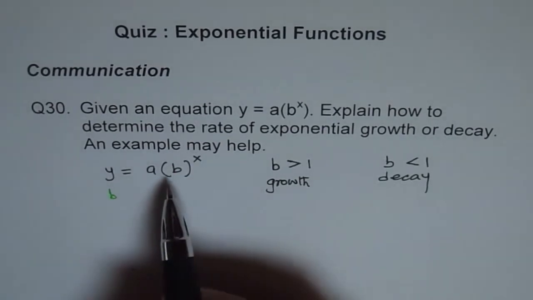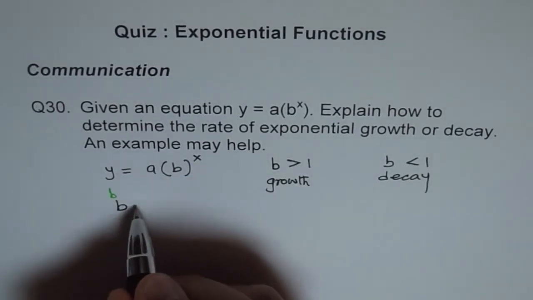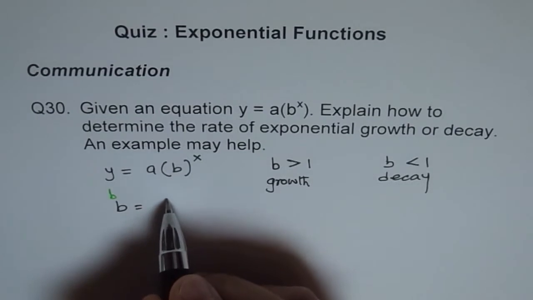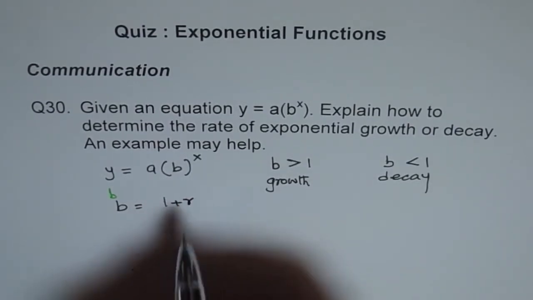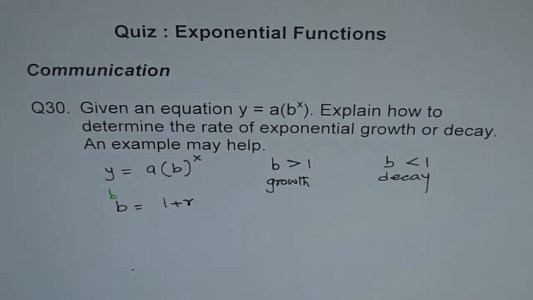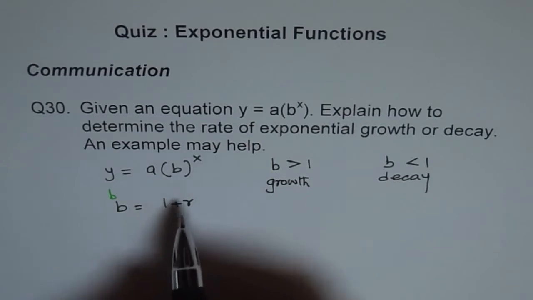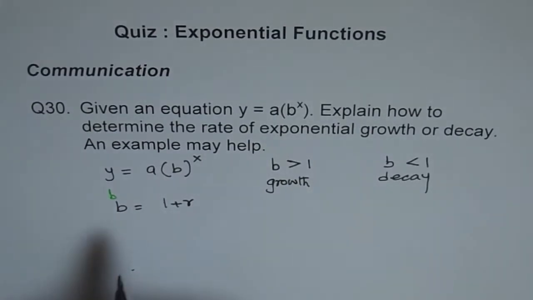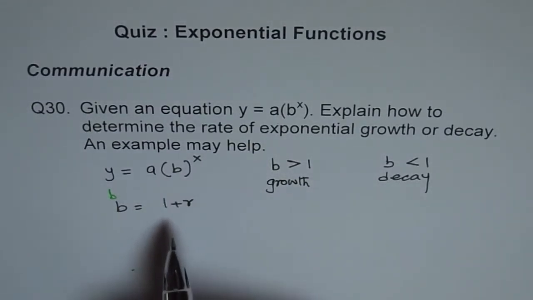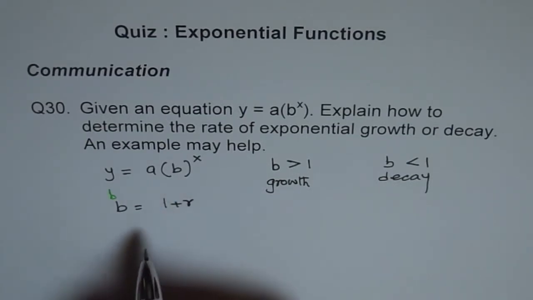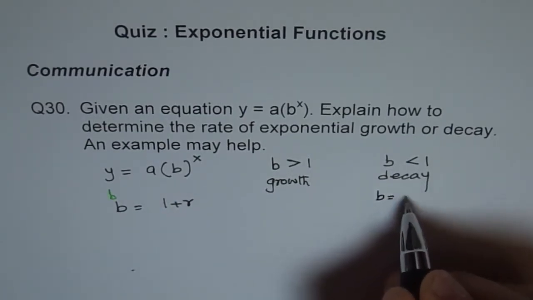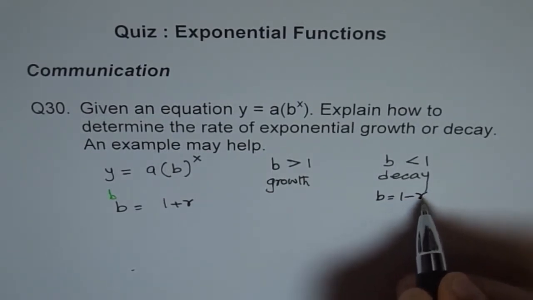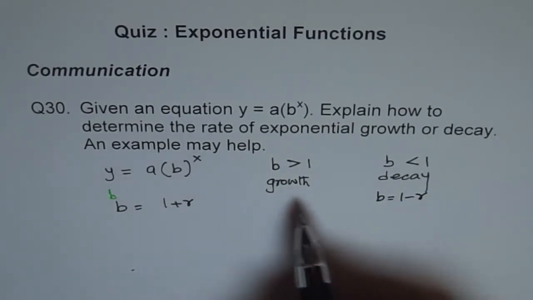Rate, you can write this b as, let's say r is the rate. So b could be written as 1 plus r, right? So rate normally is given in percent. For example, if I say 10%, then I will write b as 1 plus 0.10, correct? 10%, 10 divided by 100. So then it becomes growth rate. But if I say decay, then b will be 1 minus r, which will give us decay rate, right? So let me give you examples for both.